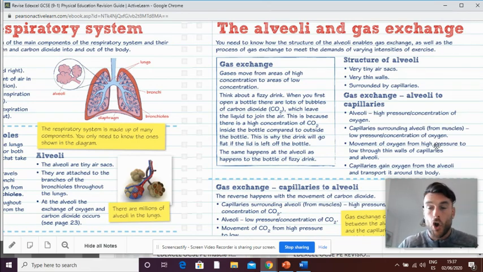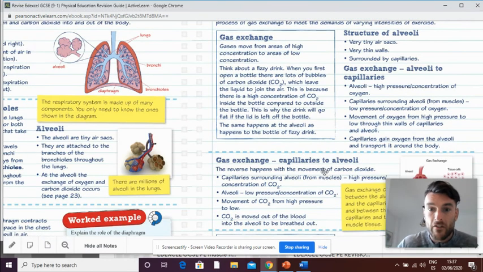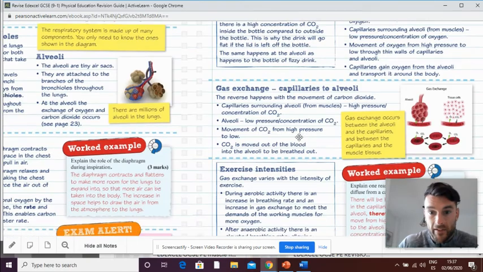The oxygen wants to move to where there's less oxygen, and the carbon dioxide wants to move to where there's less carbon dioxide. So they switch over. Oxygen wants to go where there's not much oxygen. Carbon dioxide wants to go where there's not much carbon dioxide. They end up actually switching over. Gas exchange: the reverse happens with the movement of carbon dioxide. So we're getting this all the time.